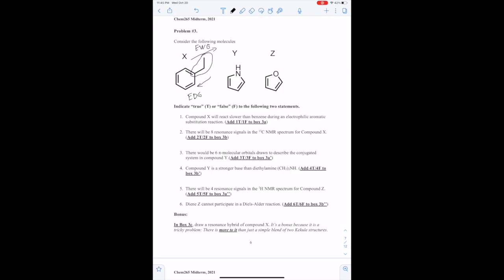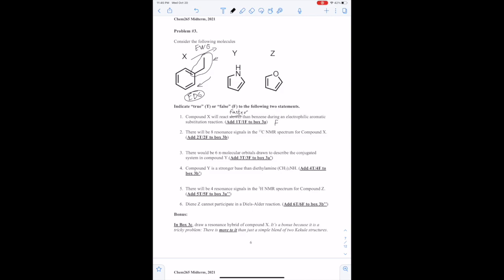So this right here is an electron donating group. It donates its electrons to the ring. That would make benzene more susceptible to electrophilic aromatic reactions, and that would make this statement false. So it would react faster instead if this was true.